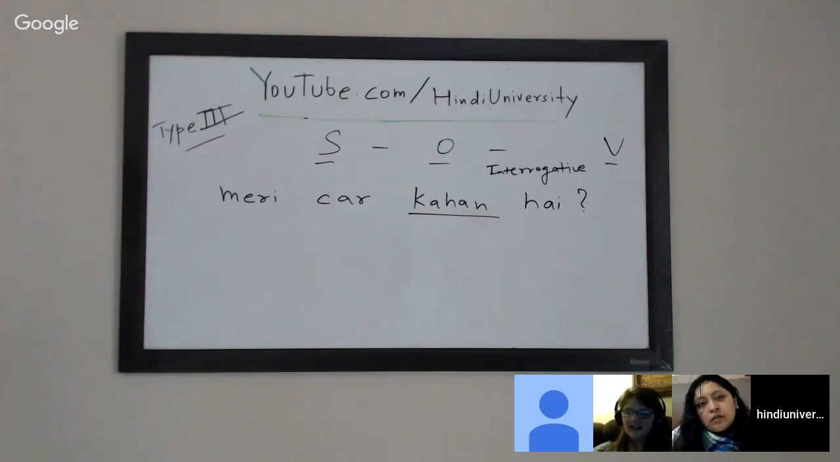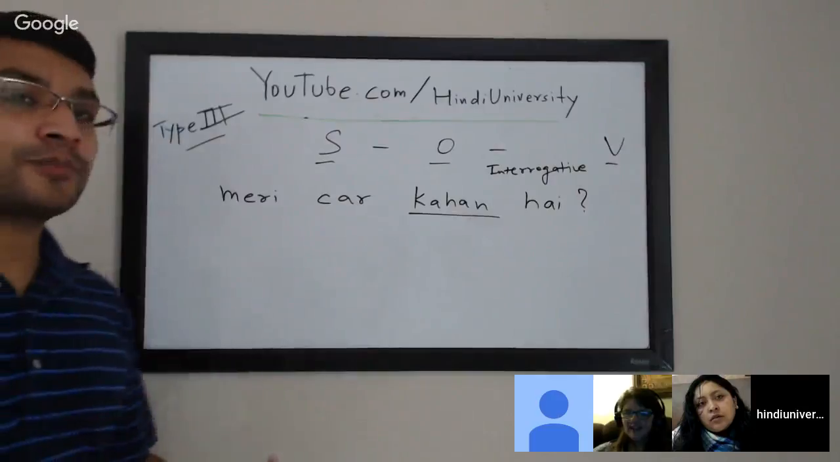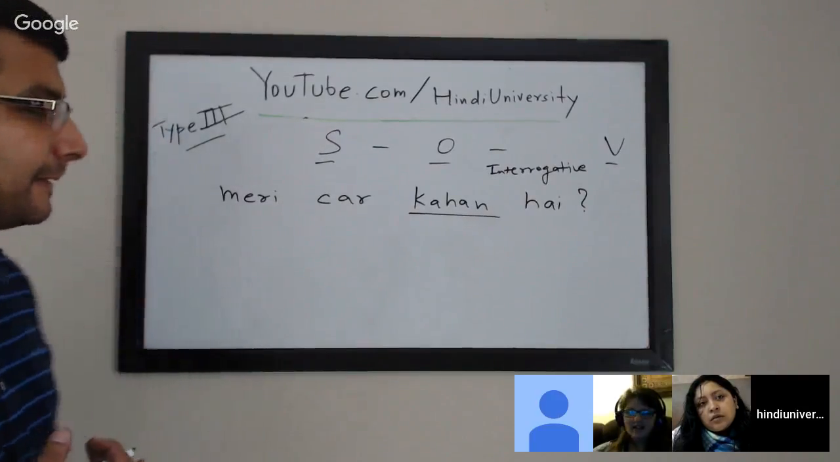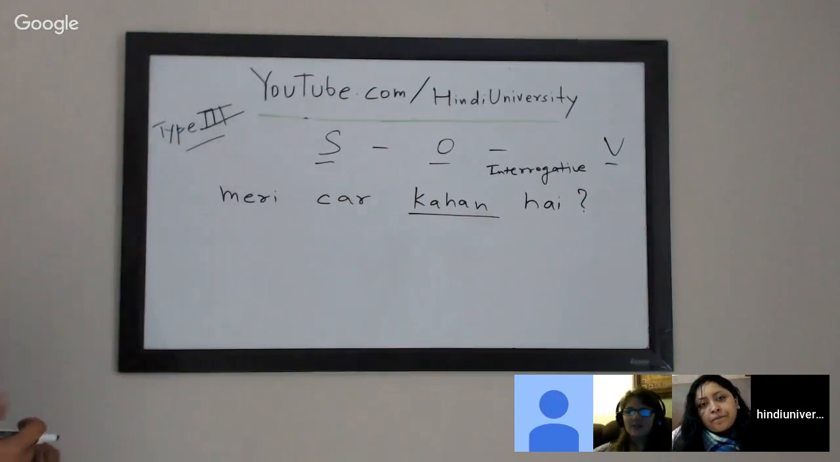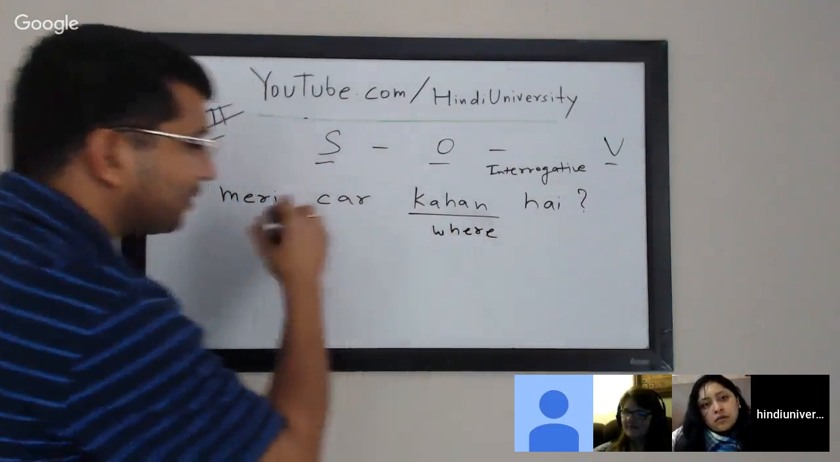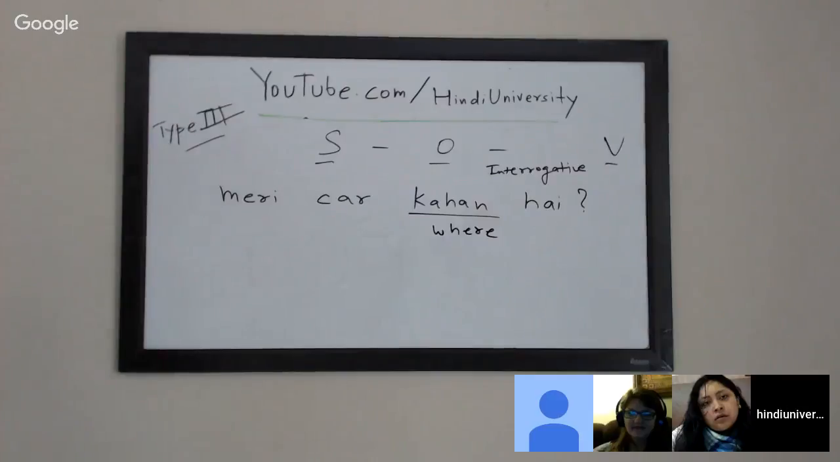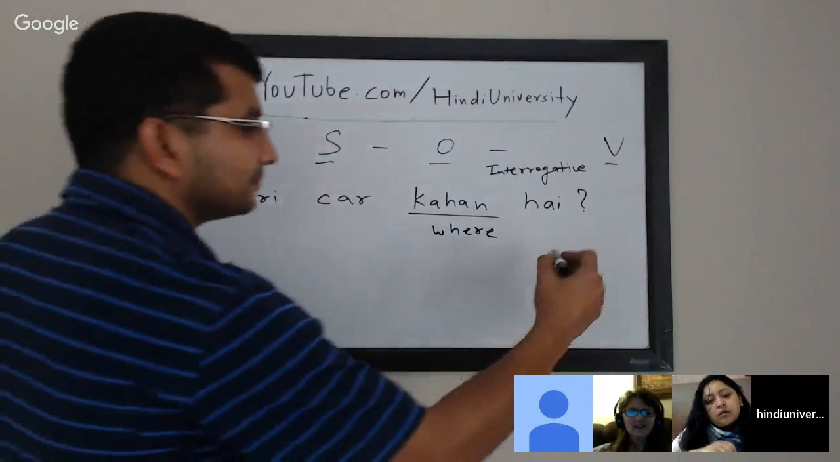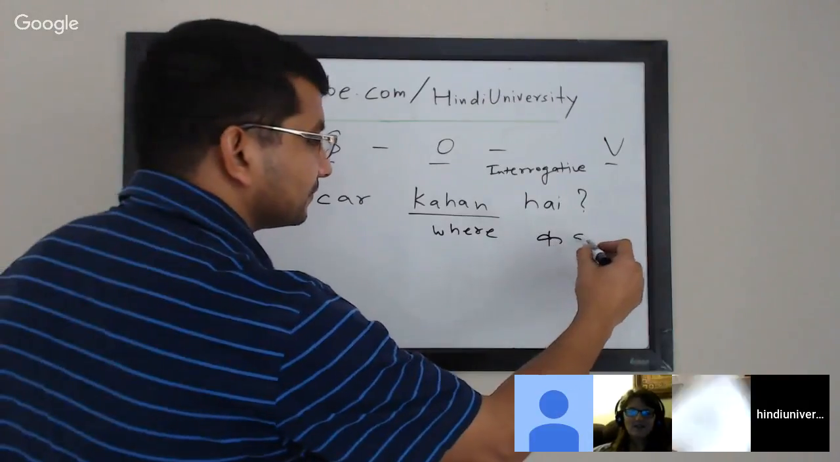So the question is, share your thought process. How did you come up with this sentence? Kahan means where. Kahan is where. What else? What else did you think about it? Like when you created the structure. Also, up above, you had written subject, object, interrogative, and verb.